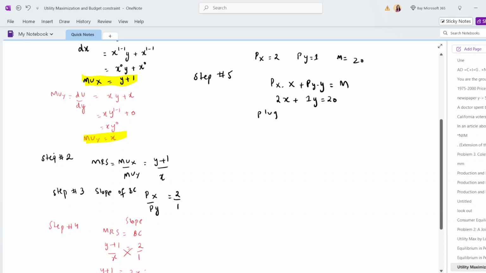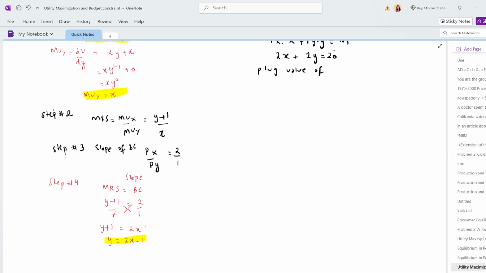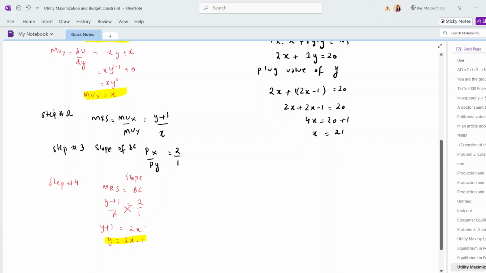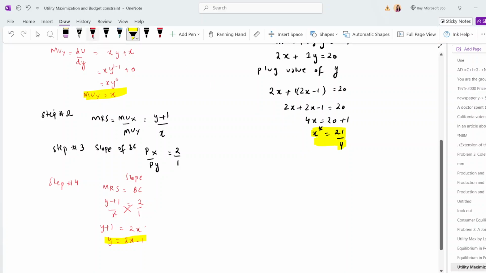Now plug the value of y that we have calculated earlier in this equation. Instead of y, put down 2x minus 1 multiplied with 1, and this whole thing is equal to 20. Or it would be 2x plus 2x minus 1, which is 20. 4x, bring 1 to the other side, it would become positive, and we'll have 21. X will be 21 over 4. So that's x star. You don't have to further simplify it; that's how much consumption of x would happen, 21 over 4. Keep that in decimal or fraction. If you want to convert it into decimal, you can do that too.